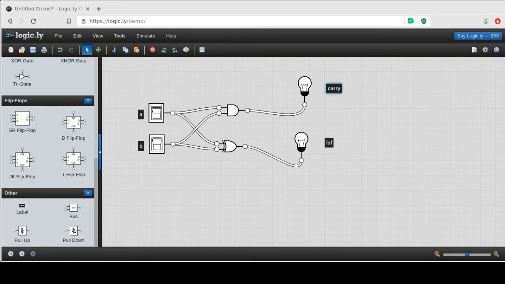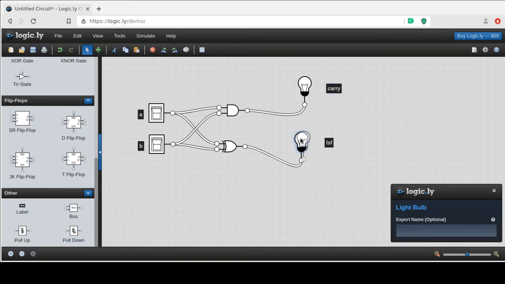Right now, I've got both switches off, so that means A is 0 and B is 0. Well, what do you get when you add 0 plus 0? What you get is 0 down here, carry 0 up here. And you can see that both light bulbs are off. So this basically says that 0 plus 0 is equal to 0 carry 0.